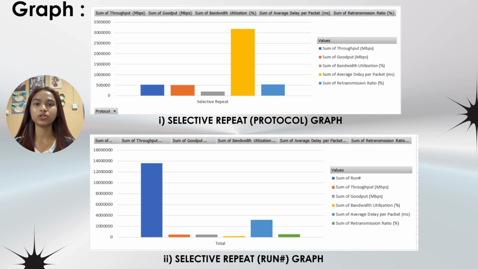Lastly, for the graph section is Selective Repeat, where we also have two graphs: the protocol graph and the runs graph. Selective Repeat attempts to strike a balance by only retransmitting the specific packets that were lost or corrupted. As a result, we can see a very strong throughput in the blue bars and a highly efficient goodput, while the average delay, which is the yellow bar, is still present due to buffer management and reordering at the receiver side. It manages to maintain excellent performance stability across different runs without choking the network bandwidth like Stop-and-Wait does.